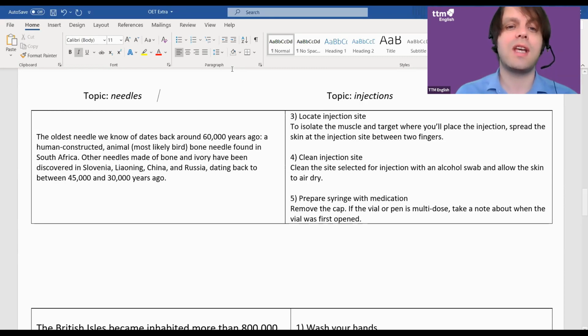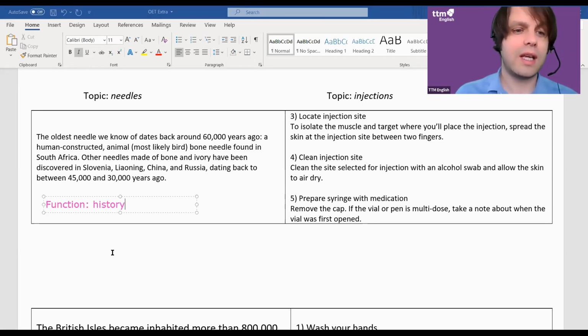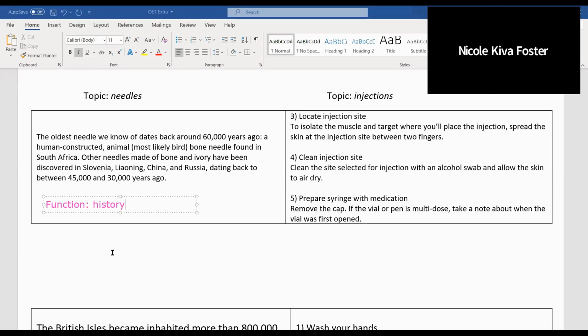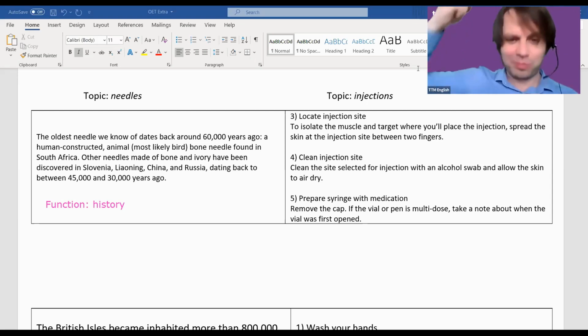What's the function of this text, Nicole? The first one is history. It's just a history of needles. I just Googled the history of needles. The oldest needle is 60,000 years ago. Really? I didn't even read this. That can't be true. 60,000 years ago? Okay. I bet it wasn't very good. It was probably just a stick.